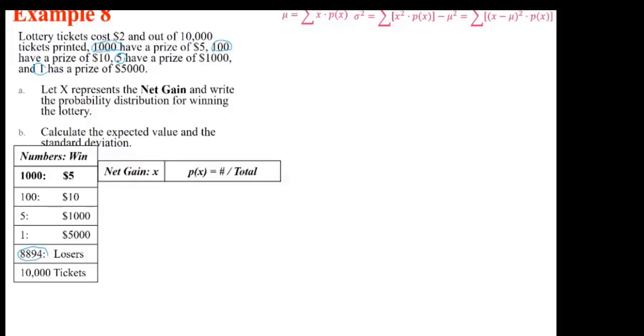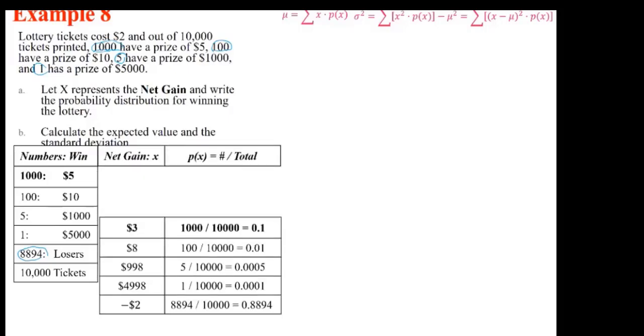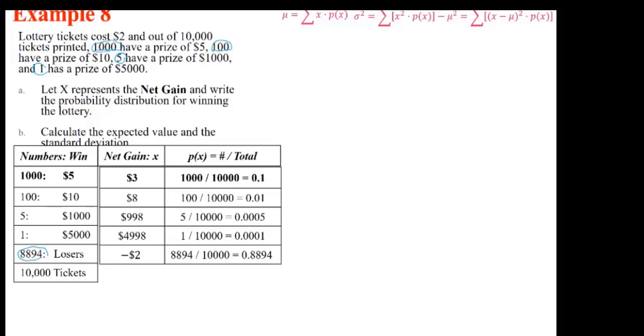So pay attention to this next column, especially this -2. You have to put the number as a net gain. So the net gain for those 8,894 tickets or players is -2. Now the next column is very straightforward.